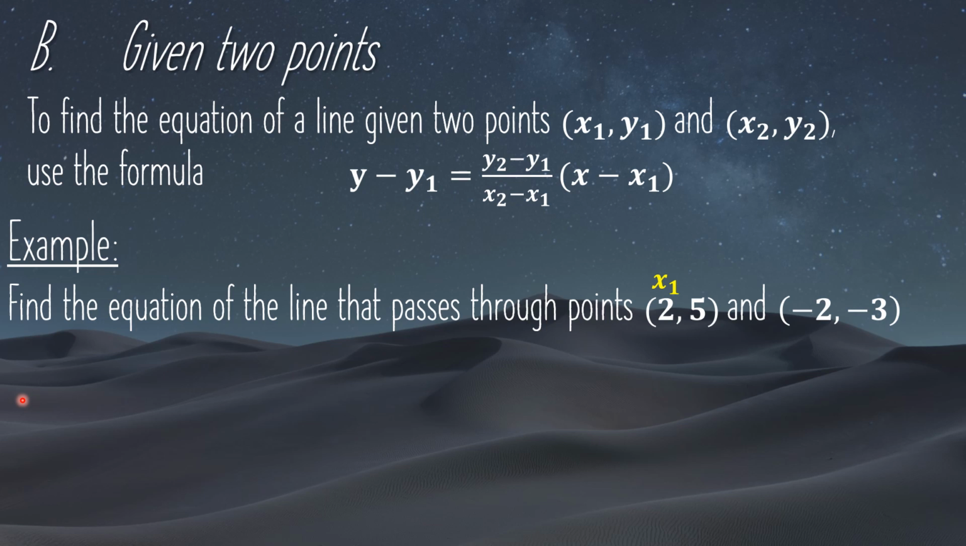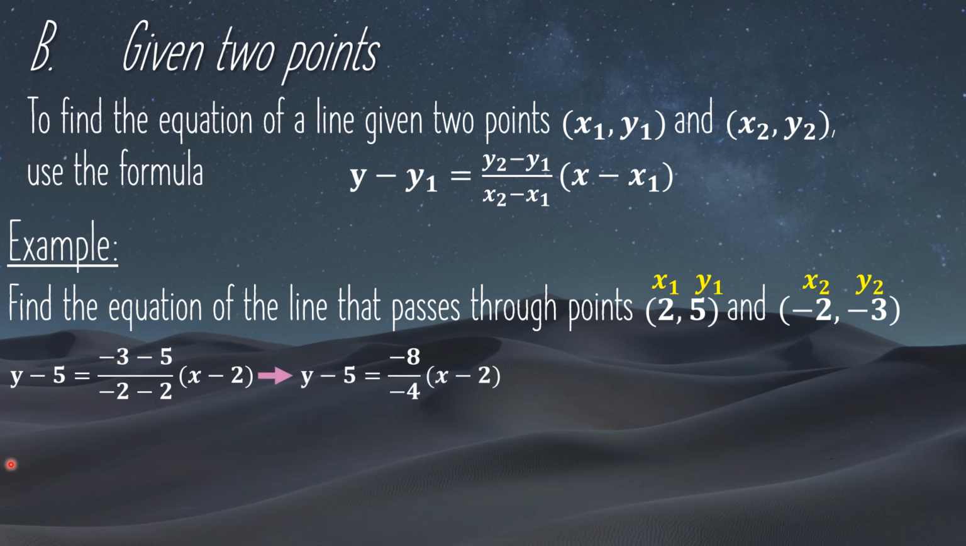So using the formula, let us label this as x sub 1, y sub 1, x sub 2, and y sub 2. So, substitute na natin yung mga values or yung points sa ating formula. So, magiging y minus 5 equals -3 minus 5 over -2 minus 2 times the quantity of x minus 2. Again, mag-label kayo ng ganito para hindi kayo malito sa pagsasubstitute ng formulas. So, let us now simplify this numerator and denominator.